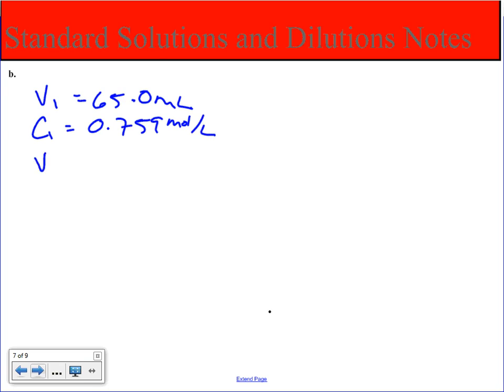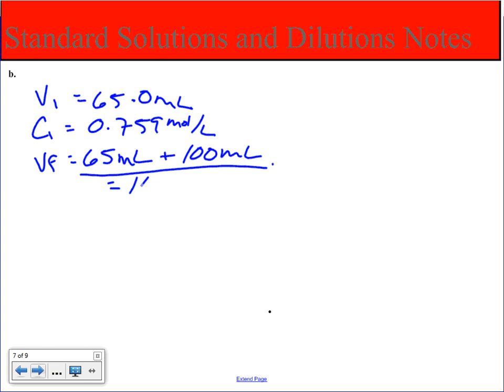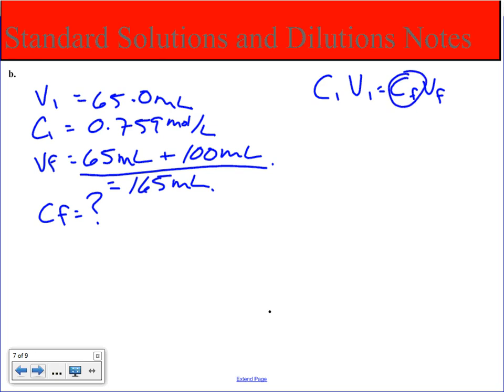But now the final volume is 65 milliliters plus, because I'm adding 100 milliliters, this now becomes 165 milliliters of solution. And so we're looking here again to calculate the final concentration. I'm going to manipulate my equation again, just to get into the practice of it. If we knew this equation off by heart, then we could do that. But it's always good just to know the one and be able to manipulate it, okay?